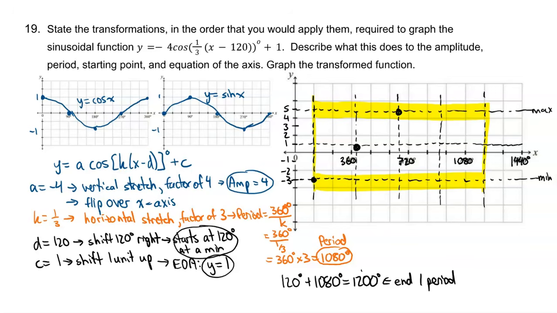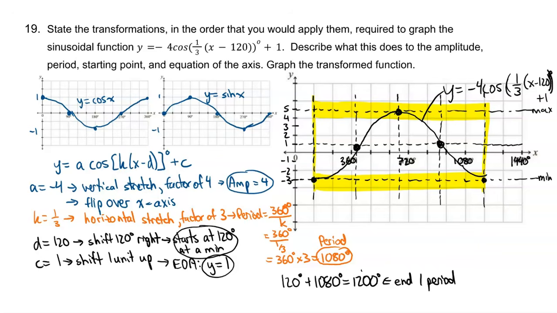And so if it's starting at a minimum, then it's going to go to the equation of the axis, going to the maximum, back to the equation of the axis, and then back down to the minimum. And I can draw my curve through all those points. And what I have is exactly one period of that function, y equals -4 times cos of 1/3 (x minus 120) plus 1.